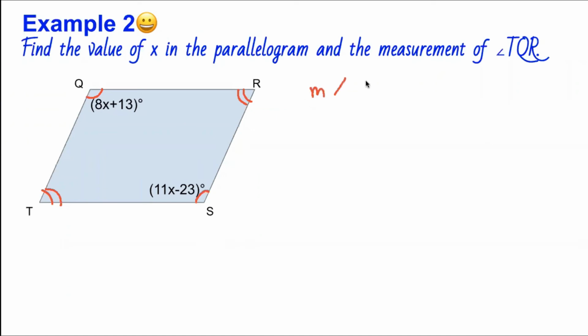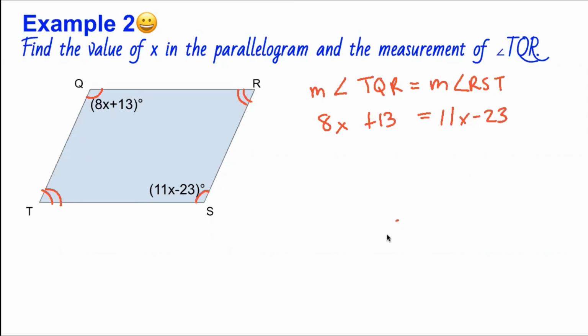Measurement of angle TQR equals the measurement of RST. All right, so let's go ahead and substitute: 8x plus 13 equals 11x minus 23. Go ahead and solve for x. Let's see what you guys get. James is already a step ahead of us.